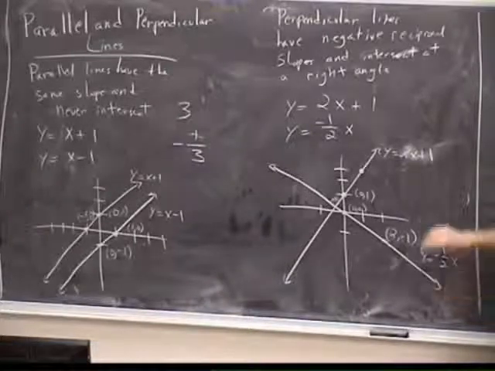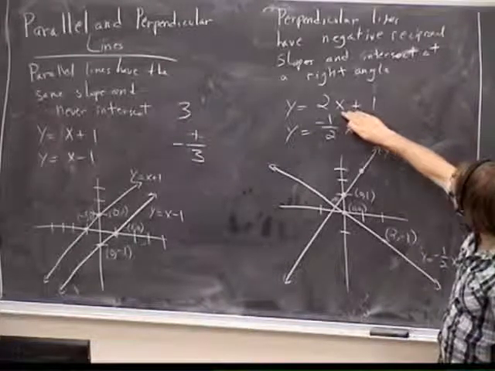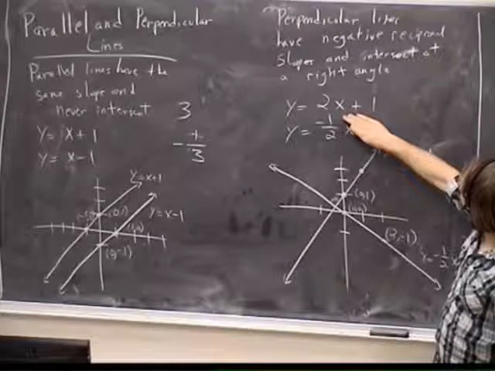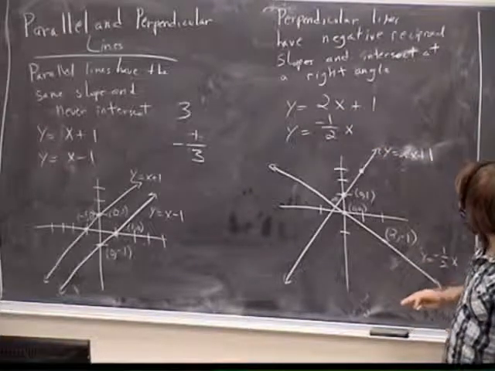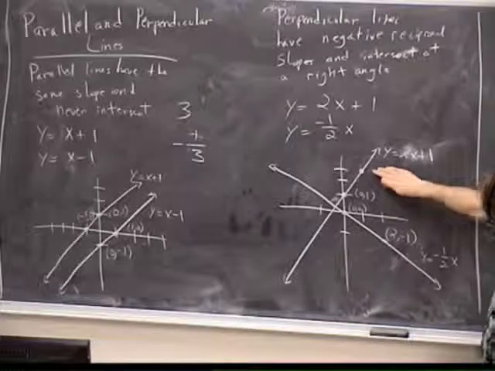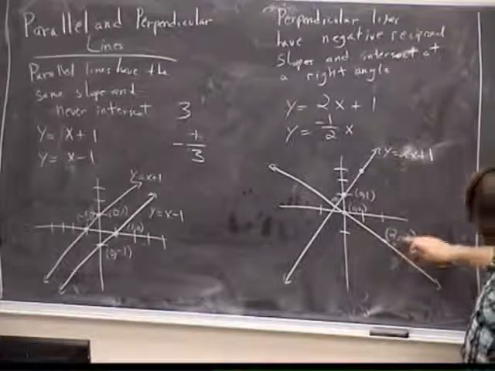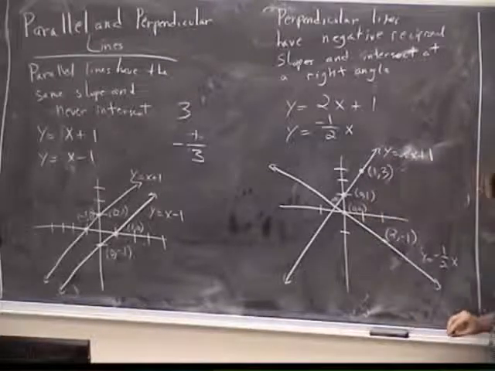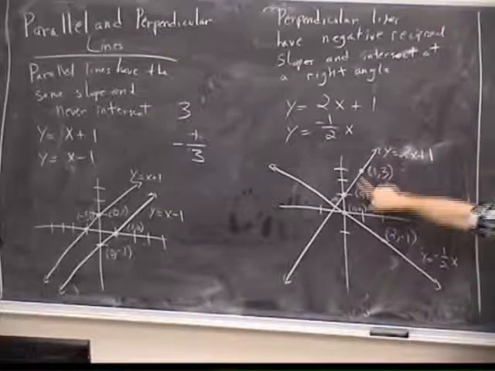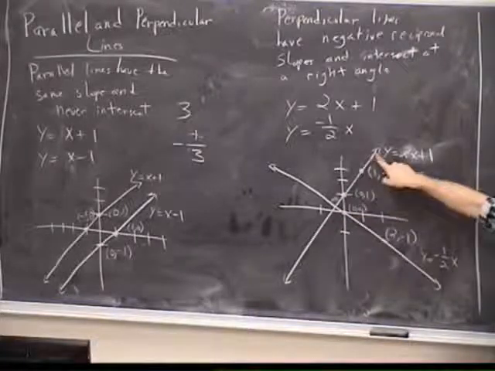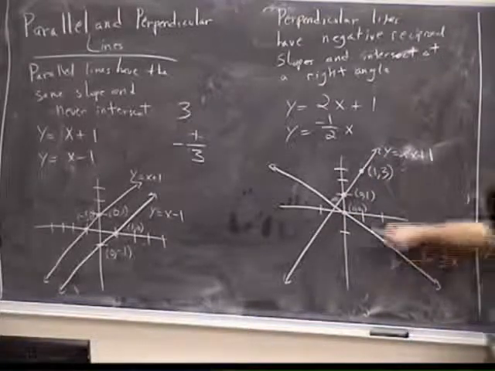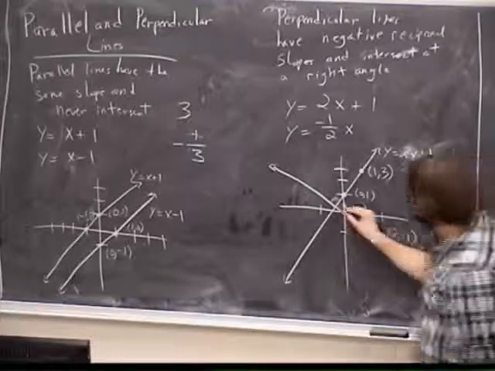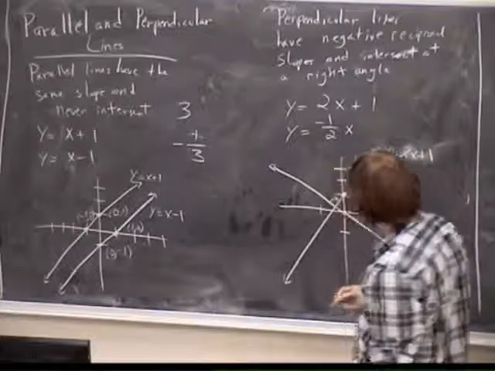Okay. So now we see that these lines have negative reciprocal slopes, so we expect them to be perpendicular. And here I've graphed the lines. Again, here are the points on the lines. Here's the line y equals 2x plus 1. Here's y equals negative 1/2 x. And we see that they intersect in a right angle.